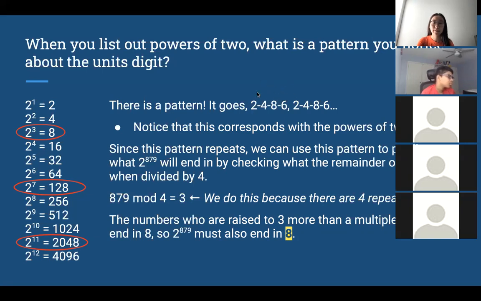If the remainder is 1, you go to 2, the first number in the pattern. 3 is the fourth number in the pattern. 2 is the second number in the pattern. And then if the remainder is 0, you just go to the last number in the pattern.